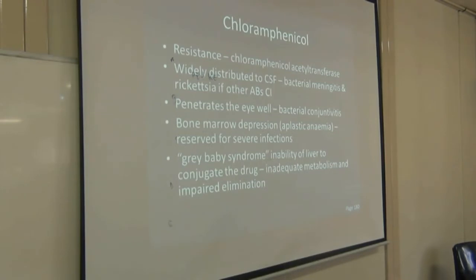Another problem is bone marrow depression. It can cause aplastic anemia, especially in patients who are already anemic or taking other drugs that cause anemia. It is mostly used in eye drops. When you have a stye in your eye, they will give you sulfacetamide ointment or chloramphenicol ointment.